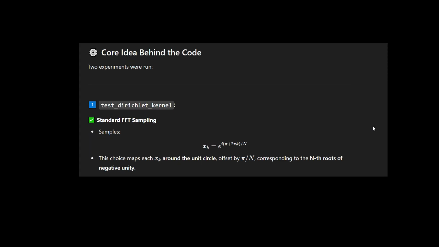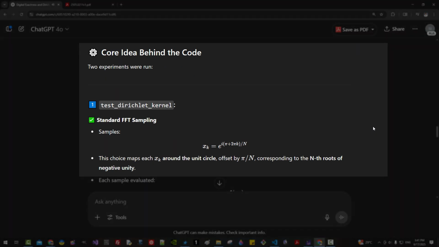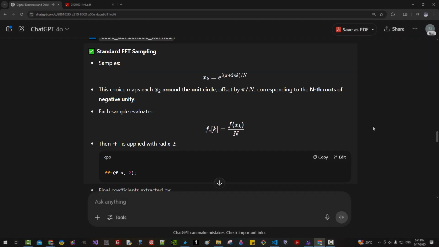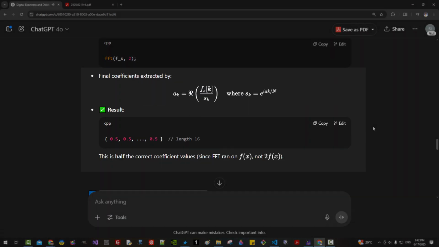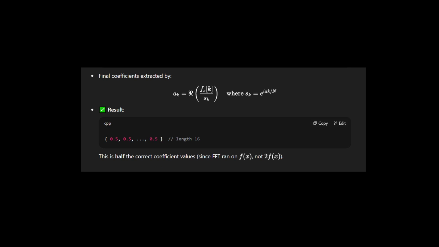Two experiments were run. Test 1, standard FFT sampling. Samples x_k = e^{i(pi + 2 pi k)/n}. This choice maps each x_k around the unit circle, offset by pi/n, corresponding to the nth roots of negative unity. Each sample is evaluated as f(x_k)/n. Then FFT is applied with radix 2, via the C++ FFT function. Final coefficients are extracted by a_k = Re(F_k s_k), where s_k = e^{i pi k/n}.